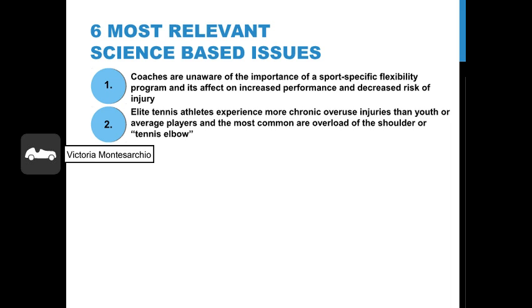Number 2. Elite tennis athletes experience more chronic overuse injuries than youth or average players, and the most common are overload of the shoulder or tennis elbow. In fact, over 50% of the world's top tennis players experience some type of shoulder problems in their career.